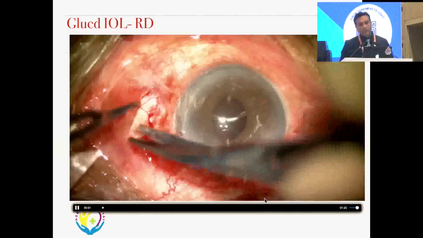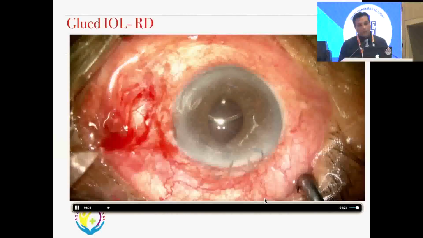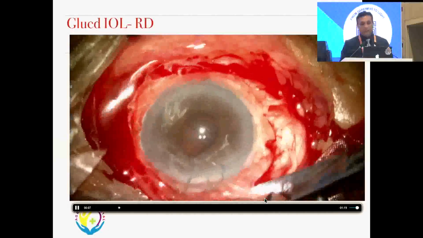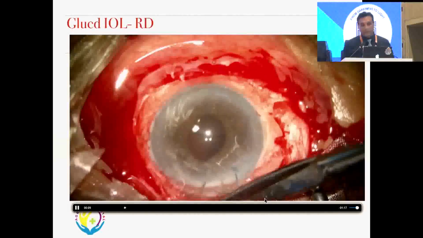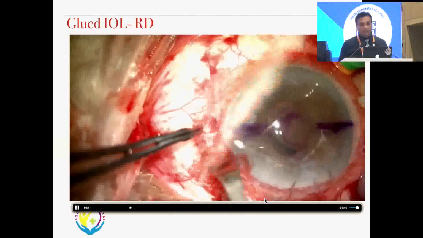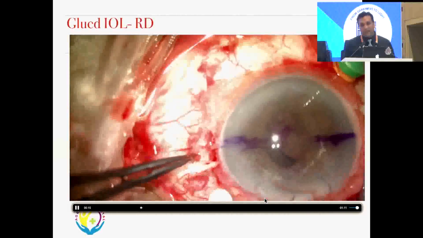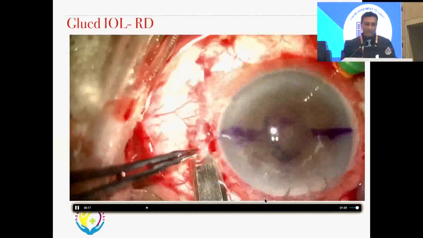So this is how we do it. This technique was pioneered by Dr. Amar Agarwal sir. And this is a patient of retinal detachment with a subluxated 3-piece IOL. So we thought we'll not take out and explant the IOL and refixate it with the glued IOL technique.